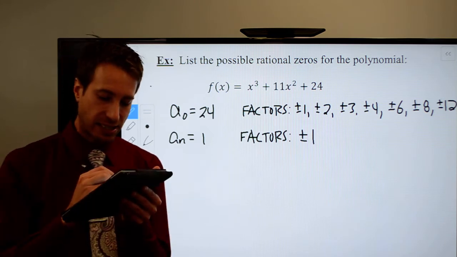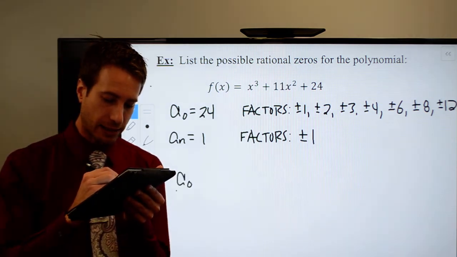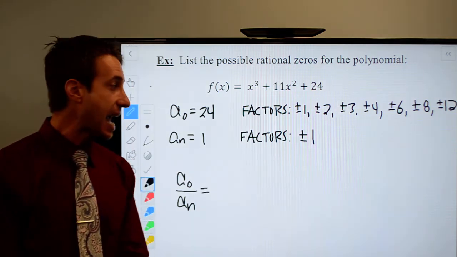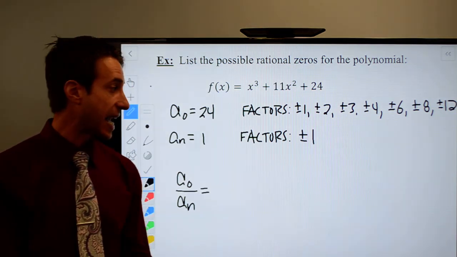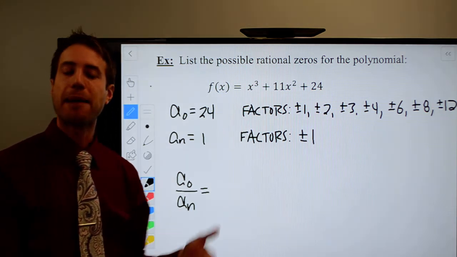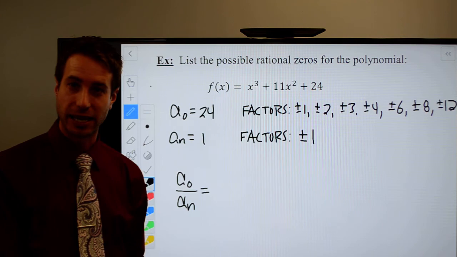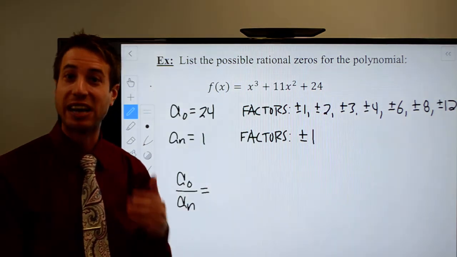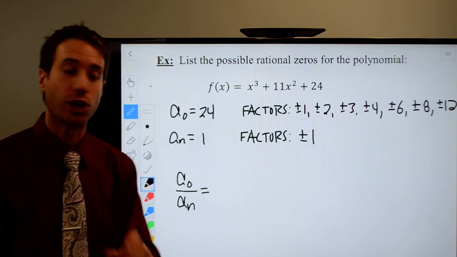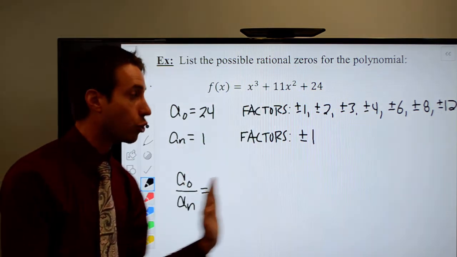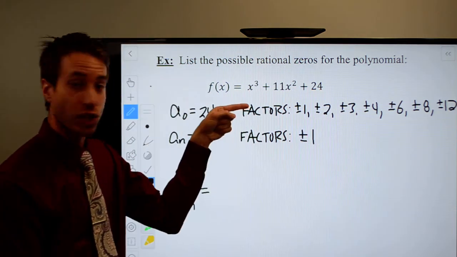Remember, my list is going to be a naught over an. But what is an? Well, the factors of an are plus or minus 1. That's my denominator. Well, what happens anytime you have a 1 in the denominator? Yeah, it's just equal to the numerator. Anything divided by 1 is itself. So it turns out whenever the leading coefficient is a 1, your list is just a naught, right?